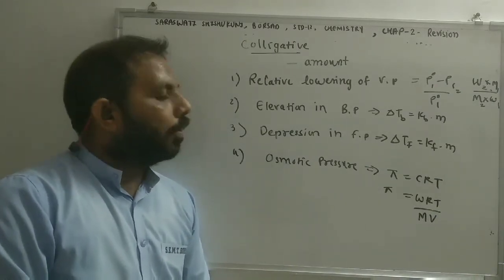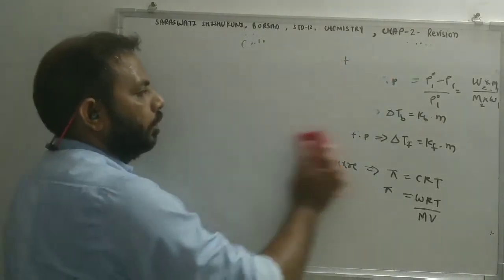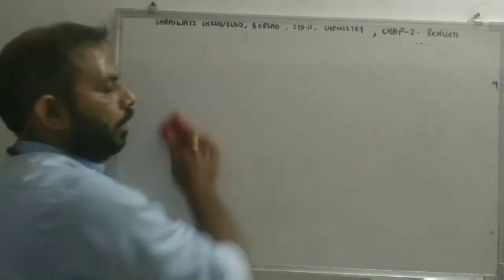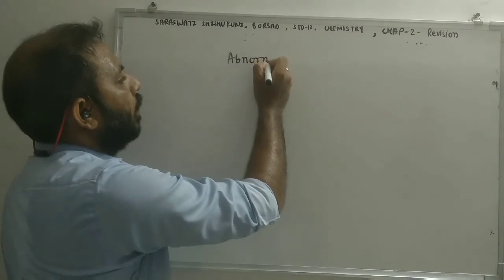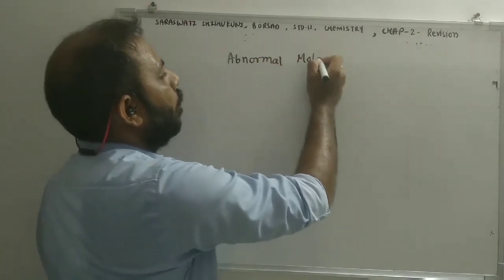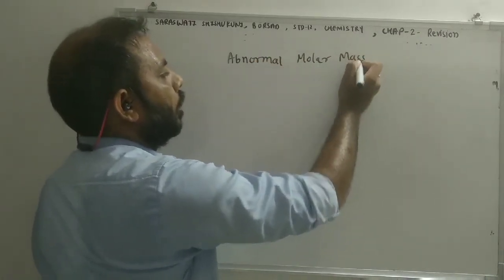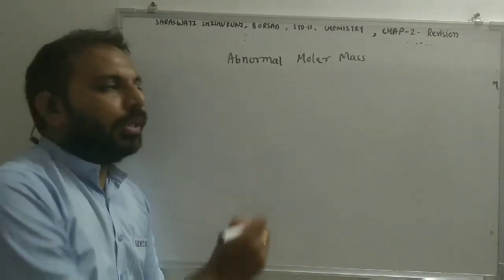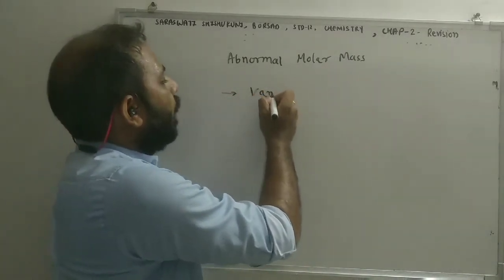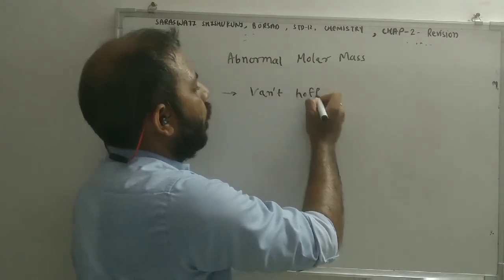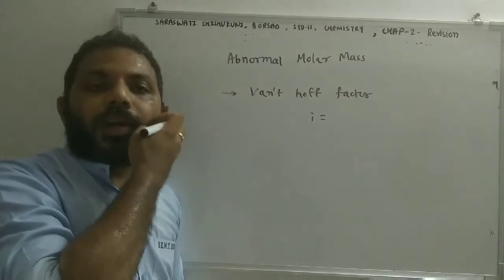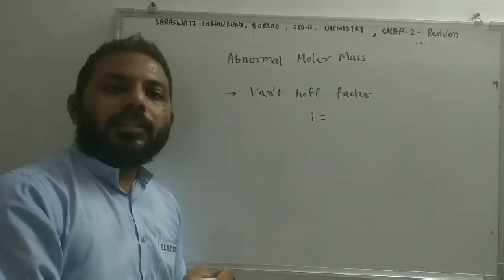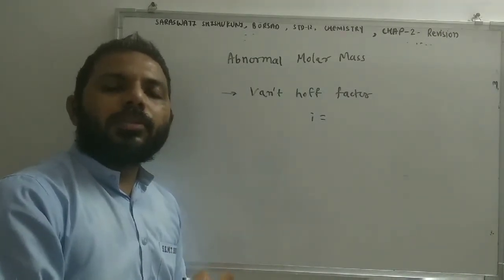Okay. Now, the last topic of this chapter is abnormal molar mass. Then you need to remember what is van't Hoff factor. What is van't Hoff factor? Okay. The formula of van't Hoff factor, and this topic is again important for numerical purpose.